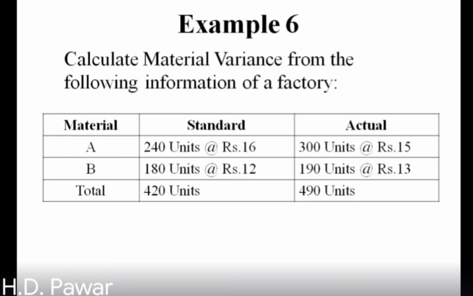Here you can see the total on standard quantity is 420 and the total of actual quantity is 490, and the proportion is also not the same. You can see 300 and 190, and 240 and 180. It is not an equal proportion. The proportion is not the same, and the total is not the same. In this situation, 5 variances are possible.